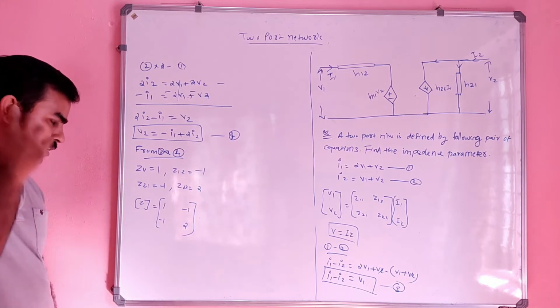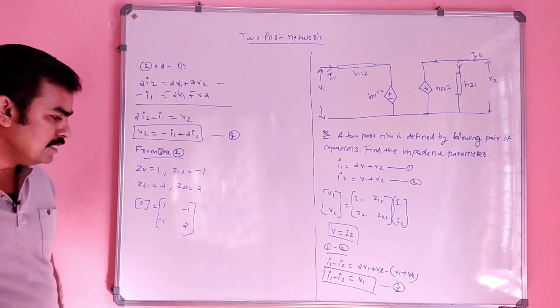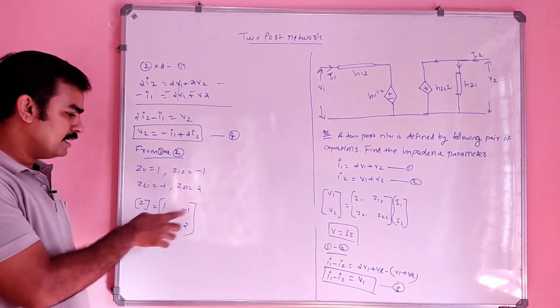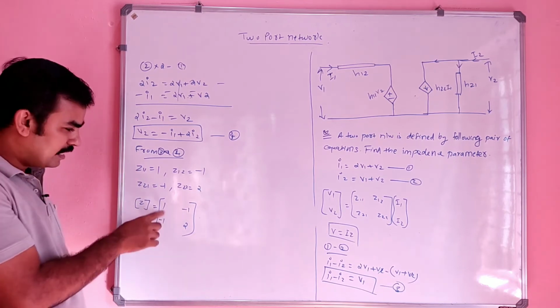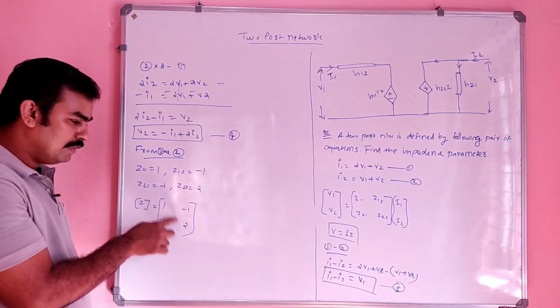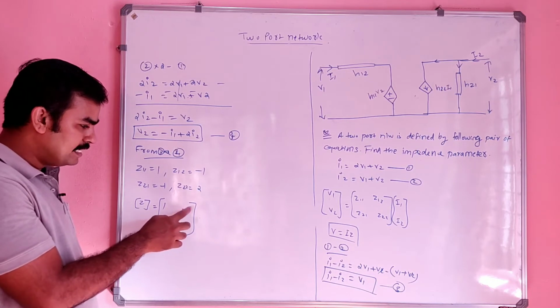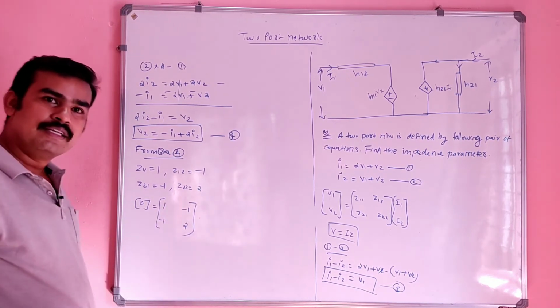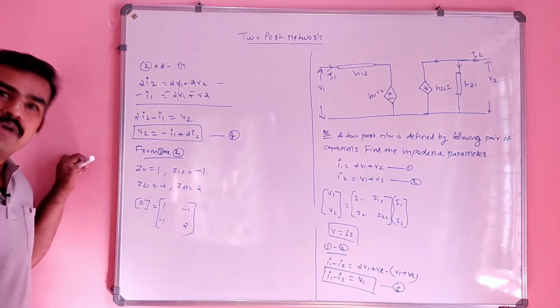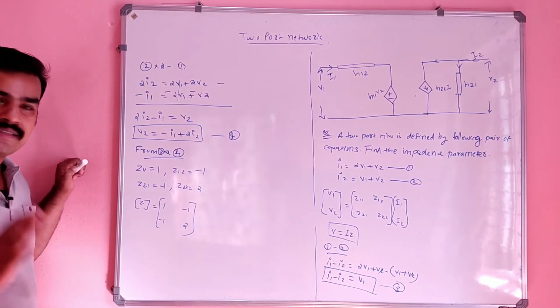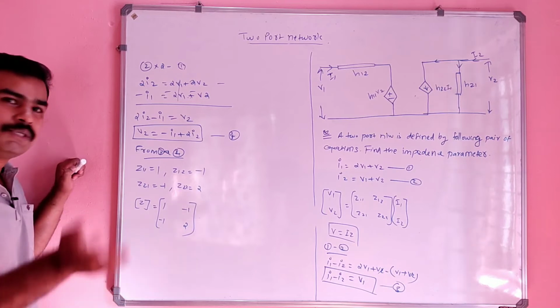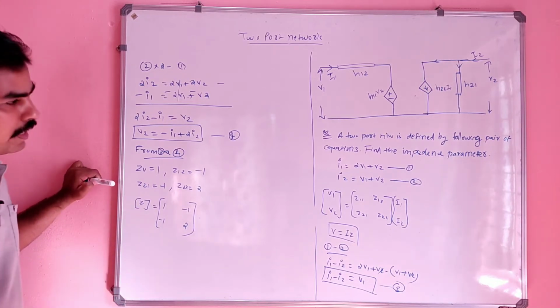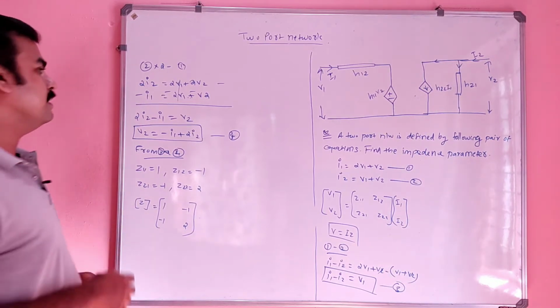And check for the reciprocity. AD minus BC equal to 1. Is it correct? 2 into 2, minus minus 1 into minus 1, plus 1. So 2 minus 1 will be equal to what? 1. So this is actually a reciprocal network, but not a symmetric network. If you find that out, you can make that conclusion. So that's all about that basic question.